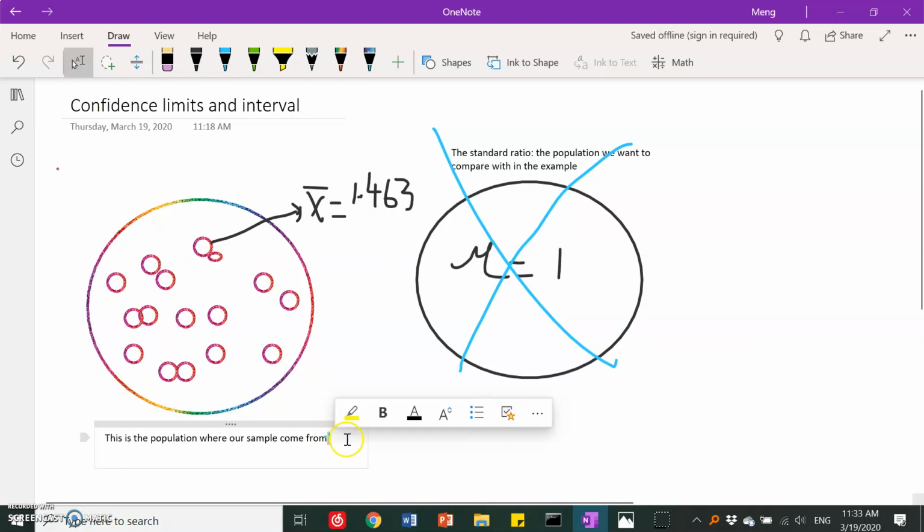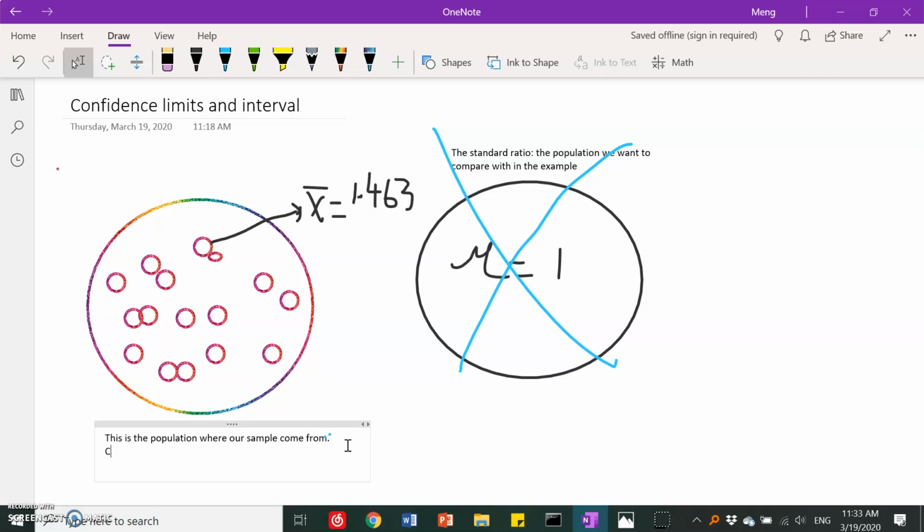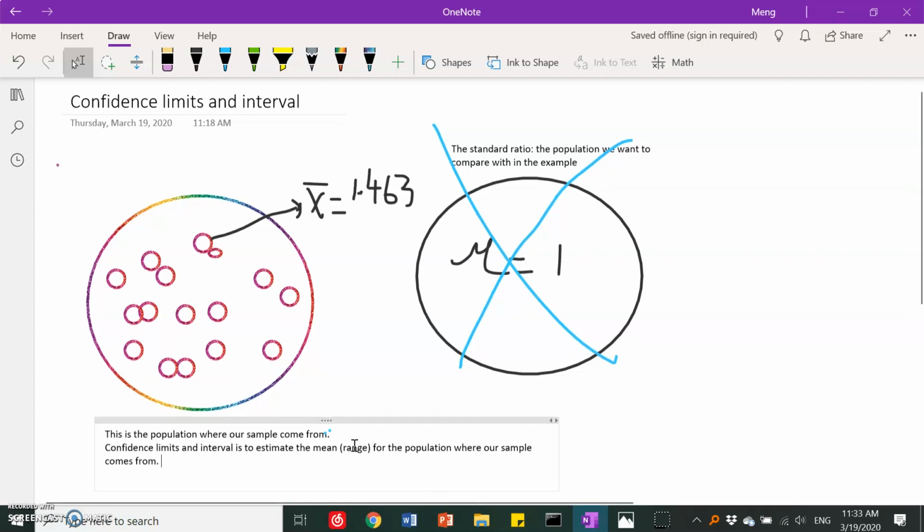Okay, so let me put down what I just said here. This confidence limit and interval is to estimate the mean or the mean range of the population where our sample comes from. Okay? Again, at this moment, we just completely abandon this population here. We don't care about this population anymore. We want to know more about this population where our sample comes from.